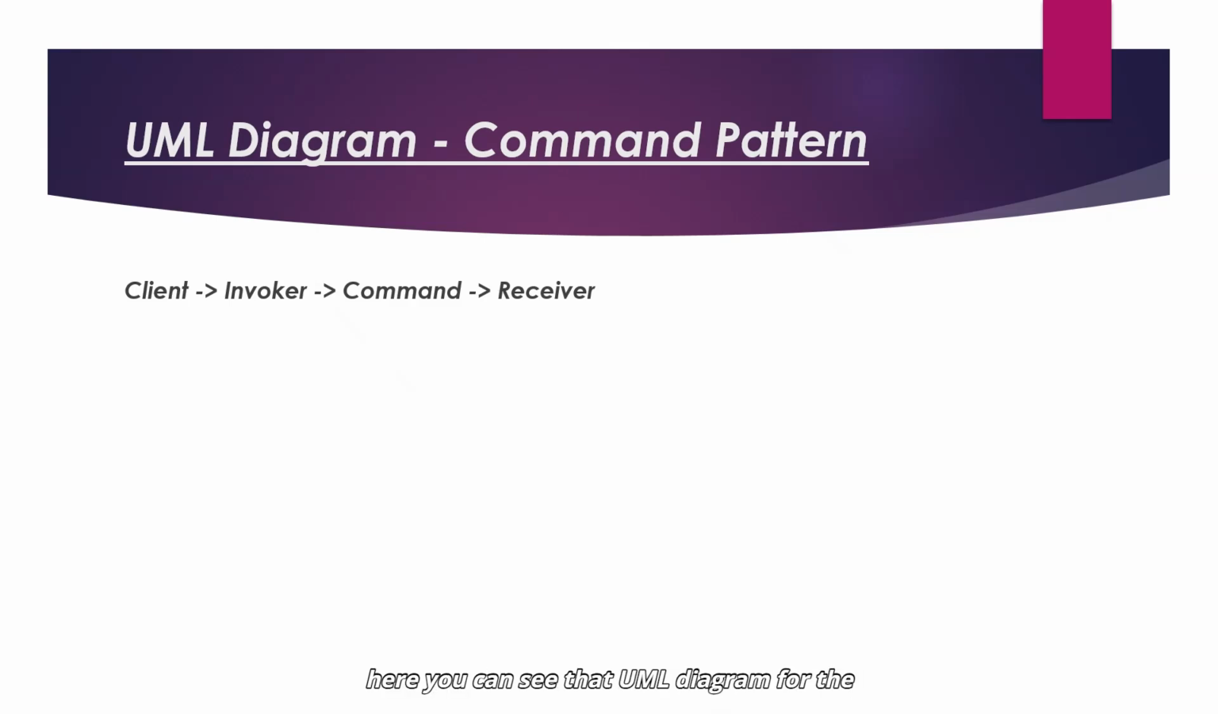Here you can see the UML diagram for the command pattern. Notice how the client sets everything up. It creates commands, assigns receivers, and passes commands to the invoker. The invoker simply calls execute on the command object. It does not know or care what the command is actually doing. This keeps the system beautifully decoupled.